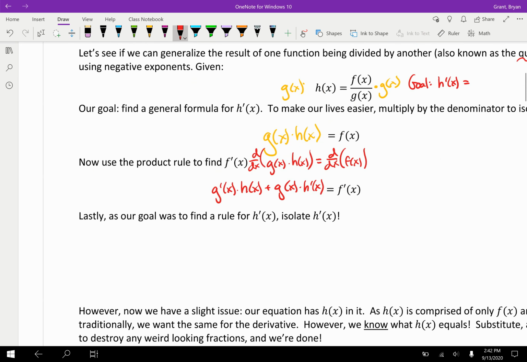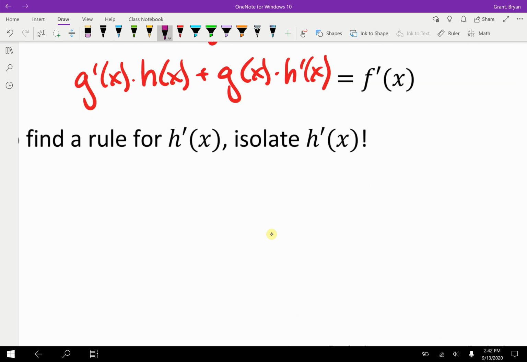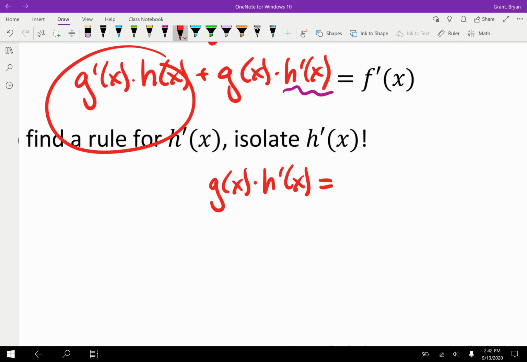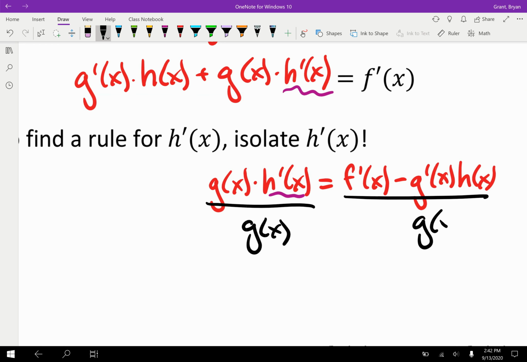Again, we have not met our goal because we want to isolate, or have an equation for, h prime of x, but luckily our algebra skills are solid, so let's go ahead and isolate h prime of x. I would say the first step is we'll probably need to subtract g prime of x times h of x to the other side. That's going to become f prime of x minus g prime of x, h of x. And we're doing that because, again, we're trying to isolate this guy. But in order to isolate, I think we'll probably want to divide by g of x on both sides now.